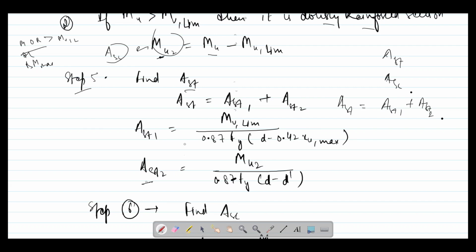In order to calculate this second area of steel in tension, we'll simply use this Mu2 limiting value, that is Mu2 upon 0.87 fy into (d minus d dash), and which will give us the value of Ast2. On combining these two values, Ast1 and Ast2, we'll calculate Ast, the total area of steel in tension.